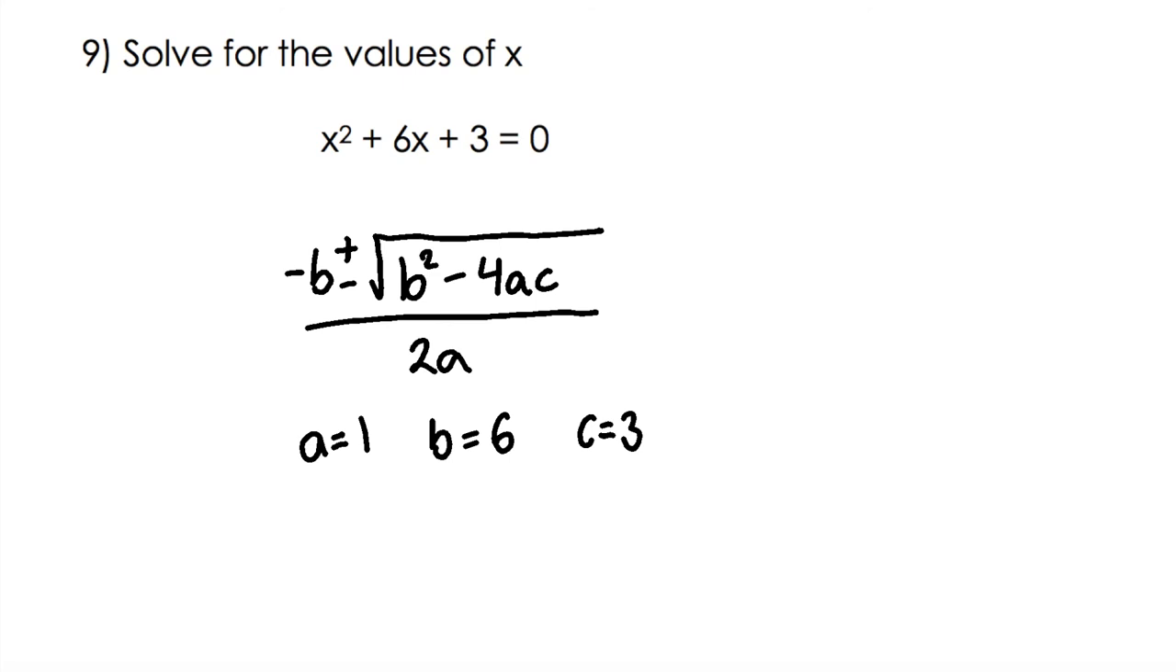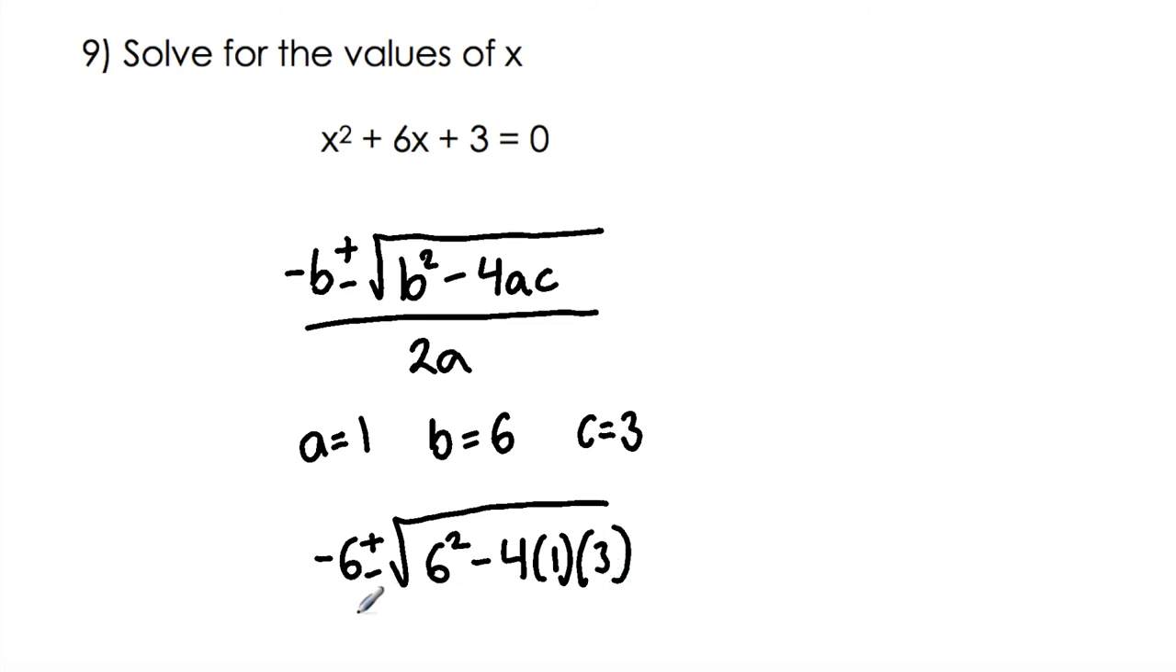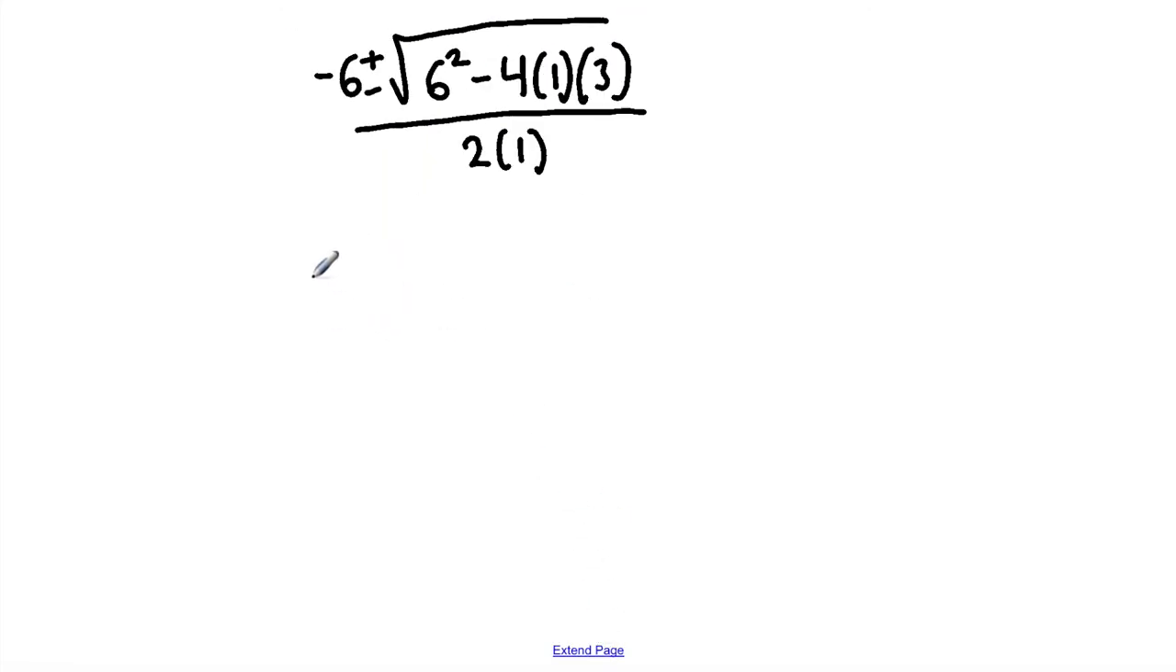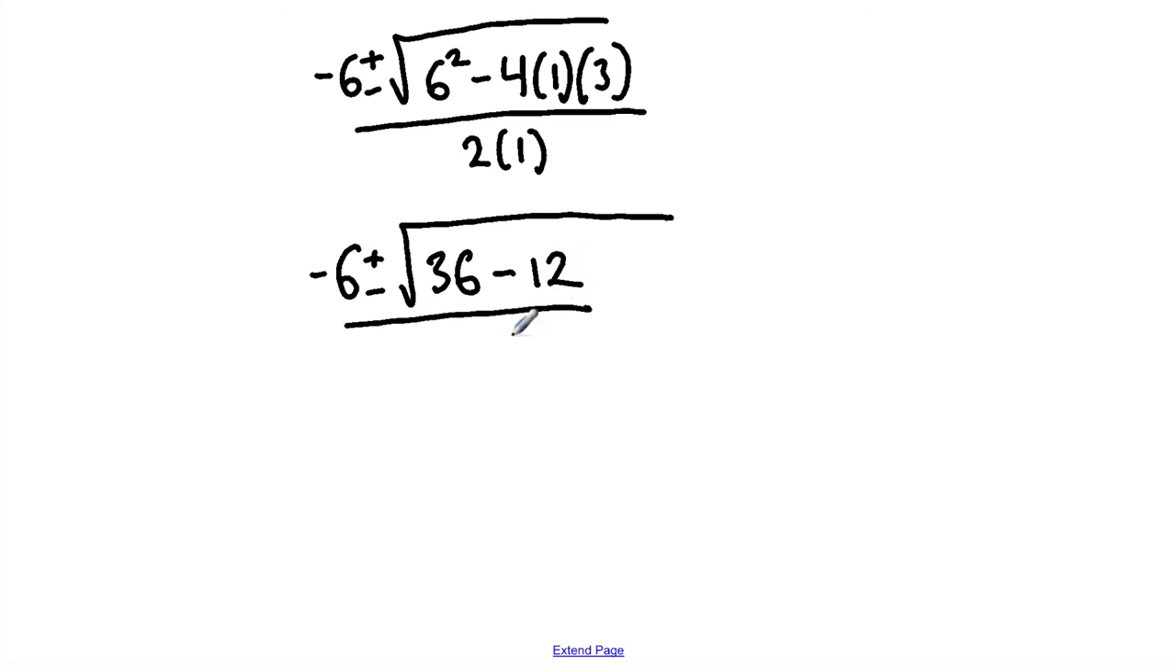So all I'm going to be doing now is substituting these values into this equation. So what we should have is minus 6 plus or minus the square root of 6 squared minus 4 open brackets 1 close brackets open brackets 3 close brackets over 2 open brackets 1 close brackets. So I'm going to simplify it further. So we have negative 6 plus or minus square root of 36 minus 12 over 2. Again, I'm going to simplify it further. So minus 6 plus or minus square root of 36 minus 12 is 24 over 2.